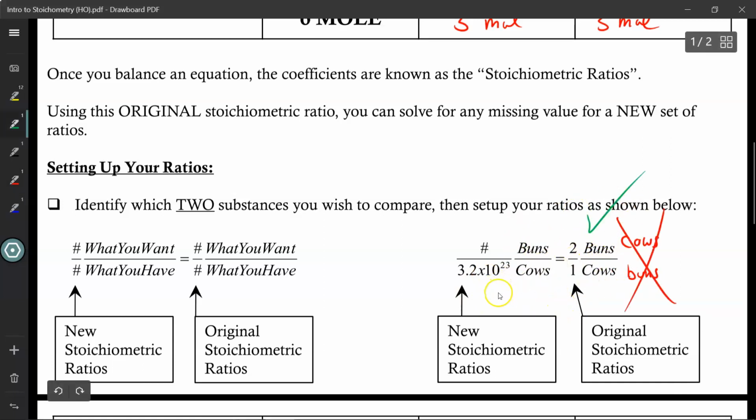Another recommendation I have is to keep your unknown in the numerator. So what are you trying to calculate for? Or in this case, the number that you want. And then keep your known values, the numbers that you have, in the denominator. This just makes your calculations easier, especially if your algebra skills are not that great.